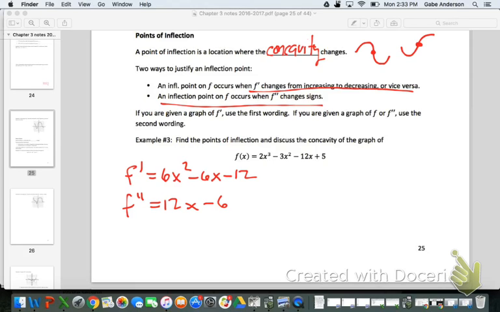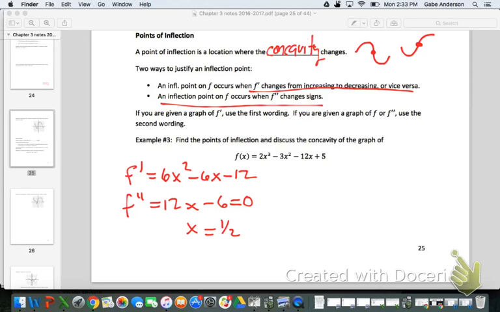Okay, so we're kind of shooting to find where f double prime changes signs. If we're looking for that, what might we want to do with f double prime in its current form? Set it equal to 0, right? Because that'll tell you where f double prime is 0, which divides the positives and the negatives. So that's what we would do. So I'm going to say equals 0. Solving that, obviously, pretty simple stuff. X equals 1/2. Okay, so x is equal to 1/2. That is where f double prime is 0.